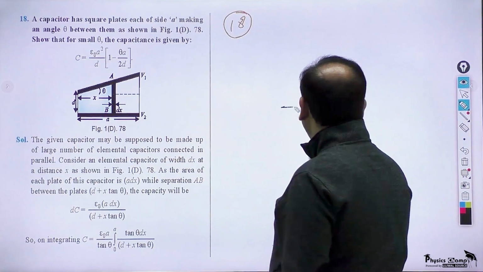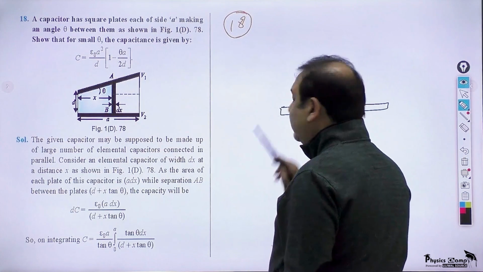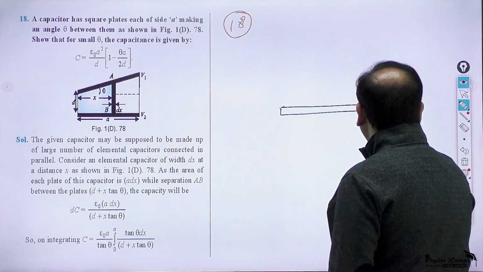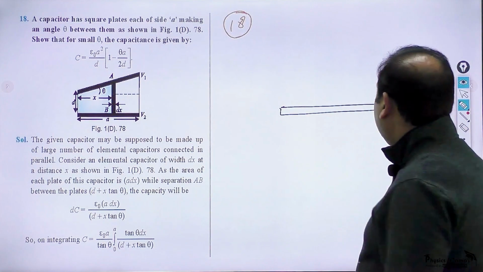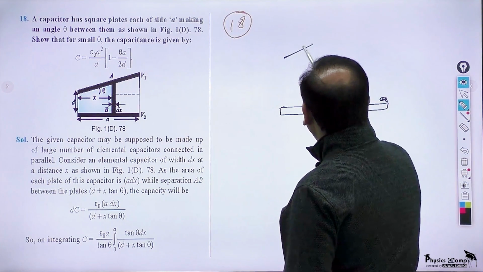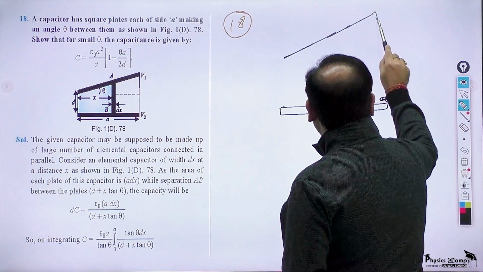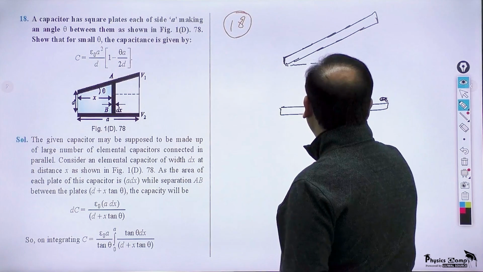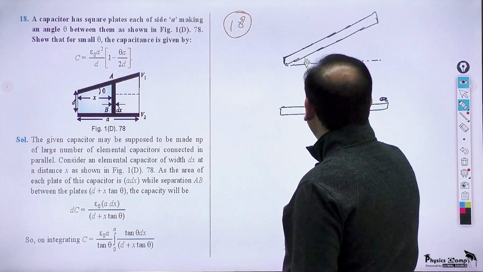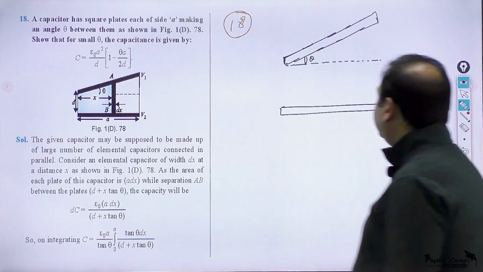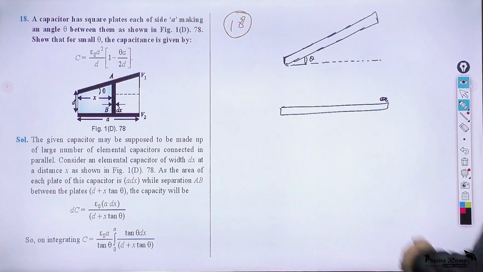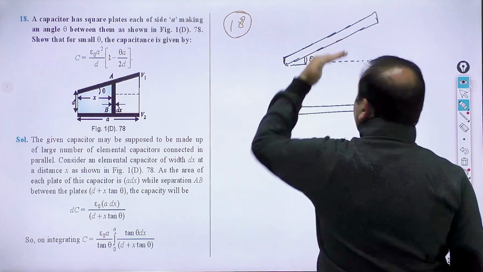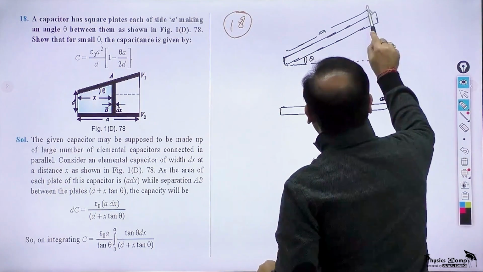You have here a plate whose each side is a, so its area obviously is a square, and the second plate whose each side is a is this time kept making an angle theta with the horizontal. So both the plates have area a square, length a and width a. There is no problem about that.